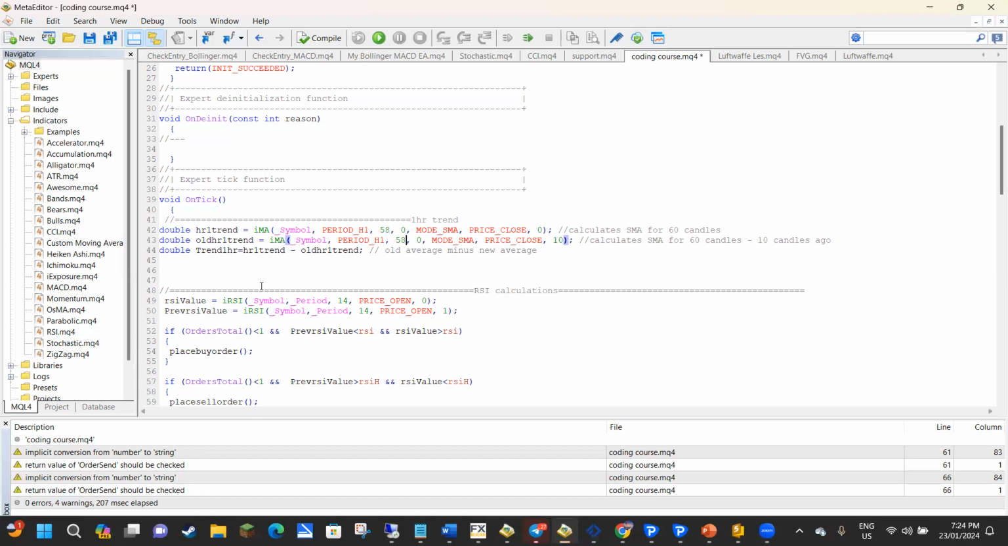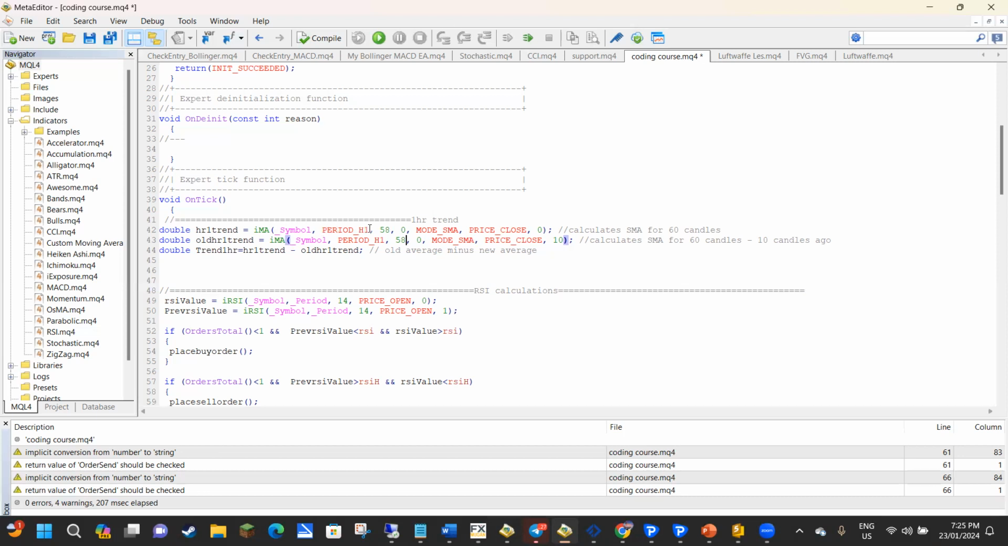So all it's doing is assigning a value to HR1 trend, assigning a value to old HR1 trend. And what it's assigning, iMA is just the code for a moving average. So that's the moving average indicator. That's how I can pull in info from that. And like a lot of them, you've got to put in the symbol. So underscore Symbol is just the current chart symbol.